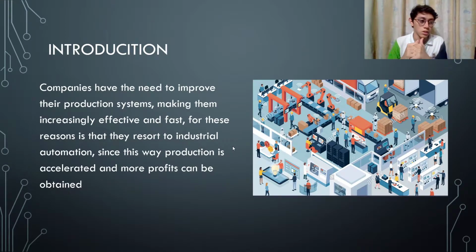All we need to know is that companies need to improve their production systems, making them increasingly effective and fast. For this reason, they resort to industrial automation, since this way production is accelerated and more profits can be obtained.